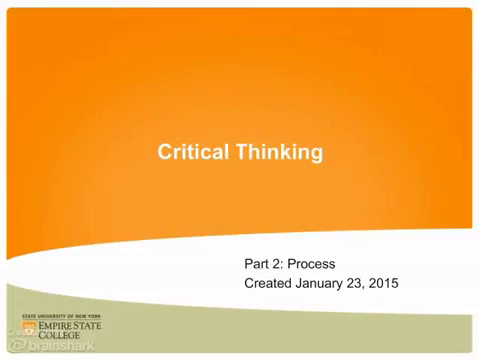This resource is the second of a two-part series on critical thinking. Part 1 defines critical thinking. It suggests common characteristics of critical thinkers and frames of mind that oppose critical thinking. Part 2 describes the process of critical thinking. It suggests a series of steps to increase critical thinking and explores each step in depth.